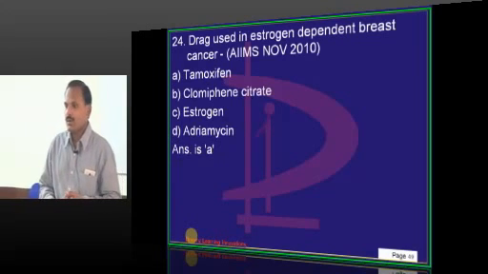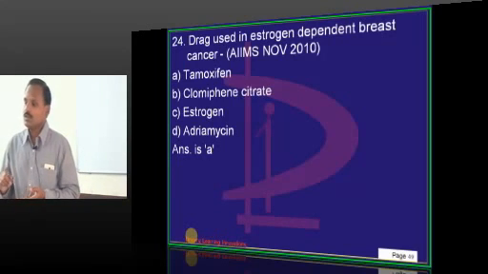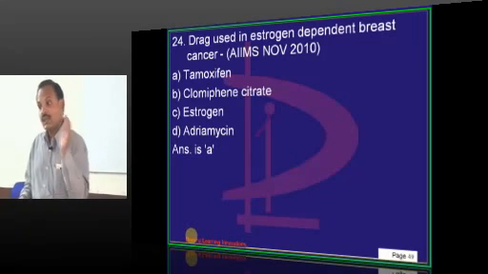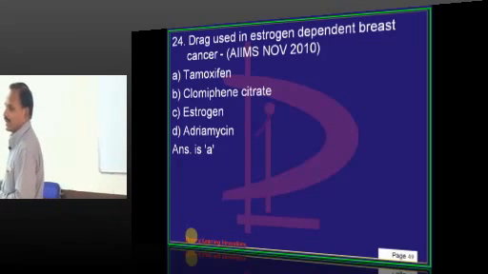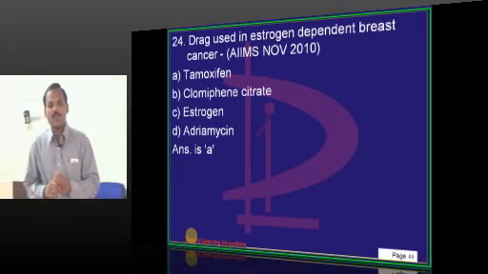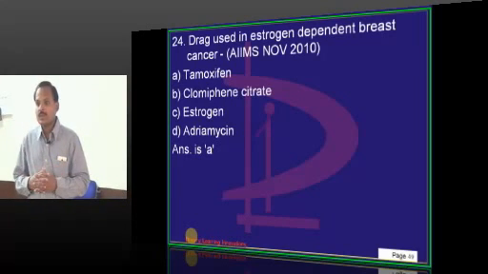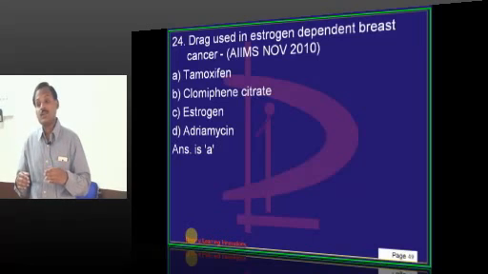It is used in premenopausal women, in postmenopausal women, in prophylaxis, and also in treatment. Can it be used in estrogen receptor negative cancer? We all know that in estrogen receptor positive cancer we can use tamoxifen. Can it be used in estrogen receptor negative cancer?